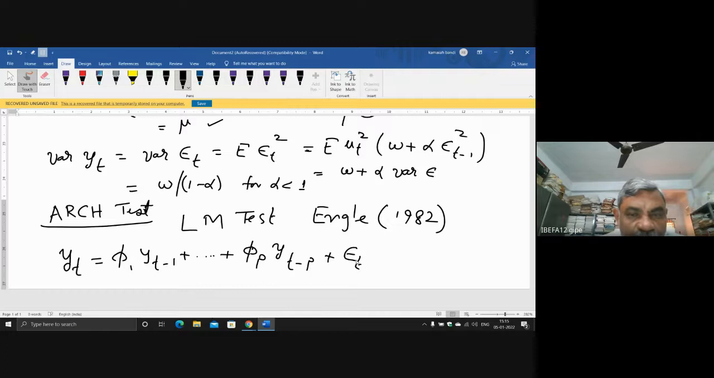Okay. First, you have to confirm whether there is volatility dependence among the errors. If there is no such dependence, then there is no ARCH effect, which means you don't have to do ARCH modeling.